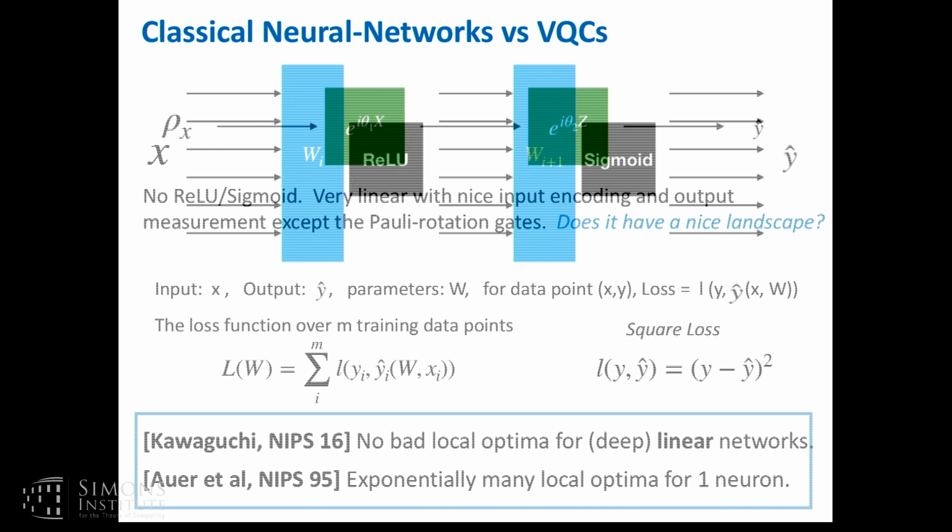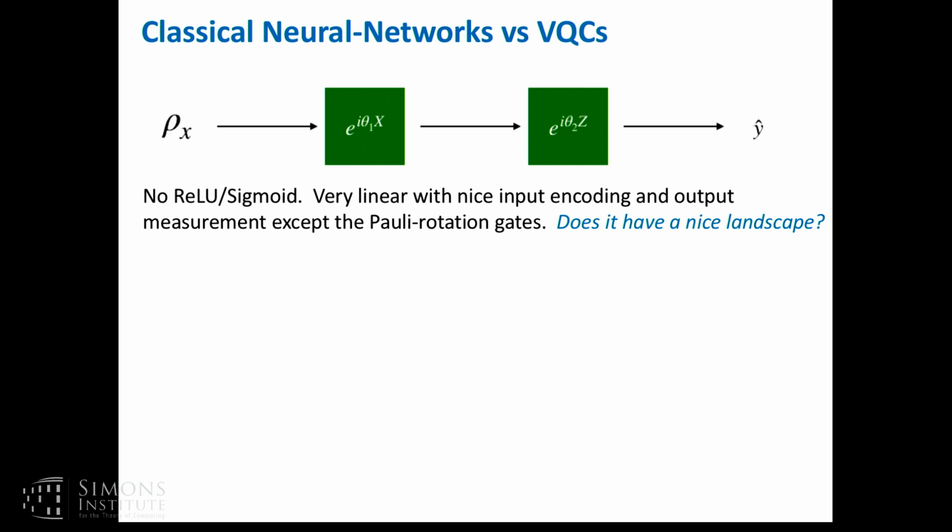So if you think about a very, very simple case, just compare classical and quantum. This is a one-qubit version of quantum, where they just have two Pauli rotation gates. And it does not have the nonlinear activation function like classical ones. The quantum one just multiplies unitary matrices, and as long as we are encoding an output, we just use very simple ones. So there seems to be no nonlinear part in your entire neural network.